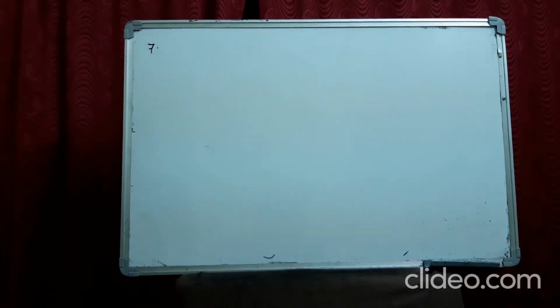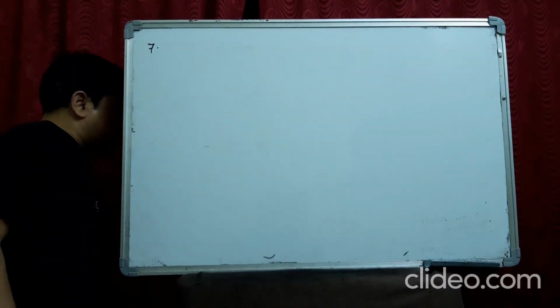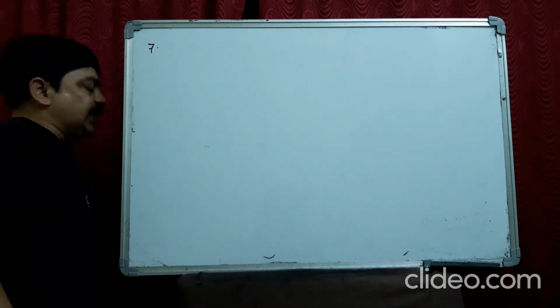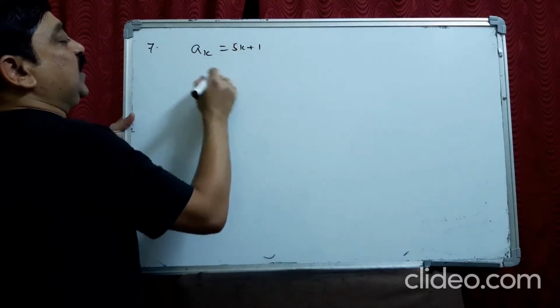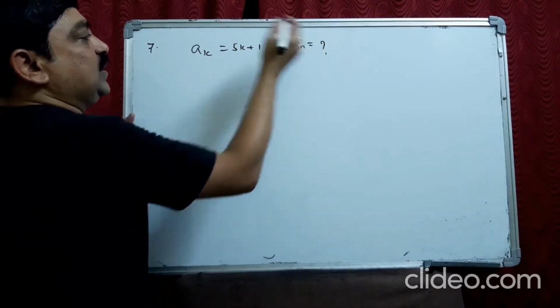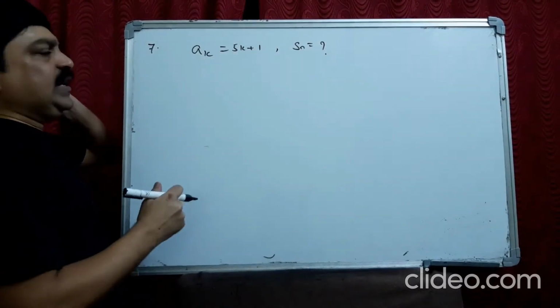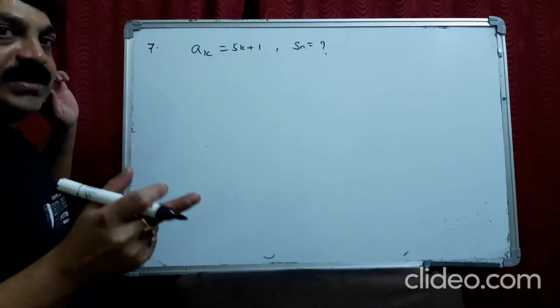Okay, all of you look at the 7th problem. What did they give? Find the sum to n terms of an AP. The kth term is given. See, A_k is given as 5k plus 1 and you are asked to find Sn. Okay, let us see. We need a and d. a means first term, d is a2 minus a1.